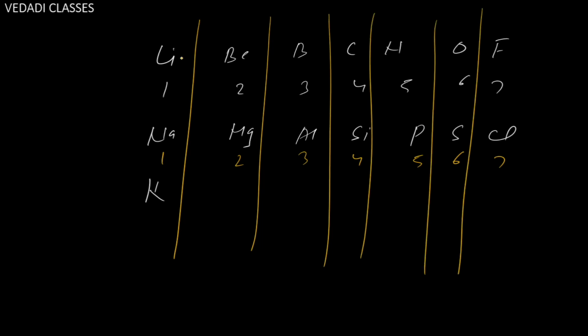So it has been observed that lithium, sodium, and potassium have approximately the same characteristics, some common physical and chemical properties. So they have been classified in the same group: beryllium, magnesium, boron, aluminum, carbon, silicon, just like this. So this is the Newlands octave rule.